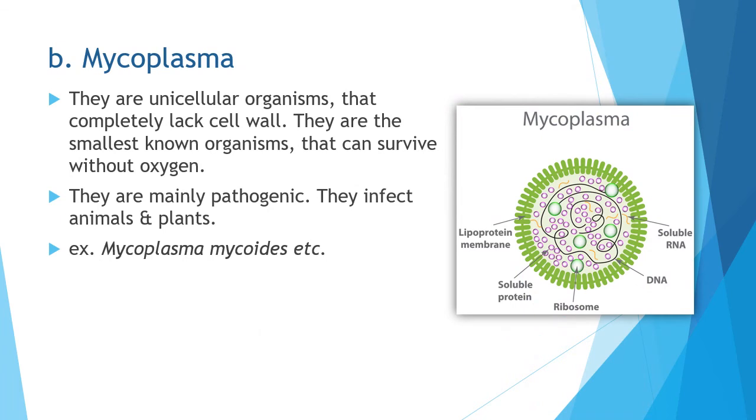Let's see another type of eubacteria, Mycoplasma. They are unicellular organisms which completely lack a cell wall. They are the smallest known organisms which can survive without oxygen. They are mainly pathogenic. They infect animals and plants. An example of mycoplasma is Mycoplasma mycoides.